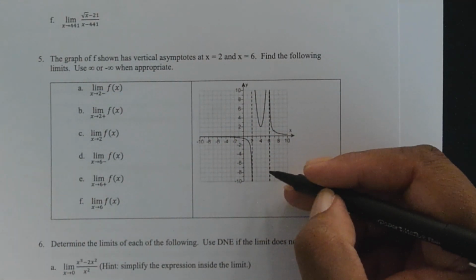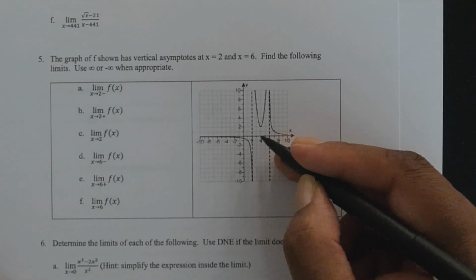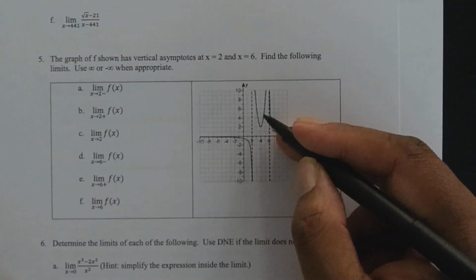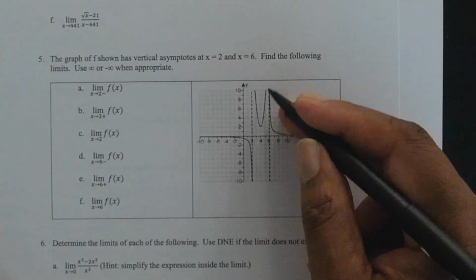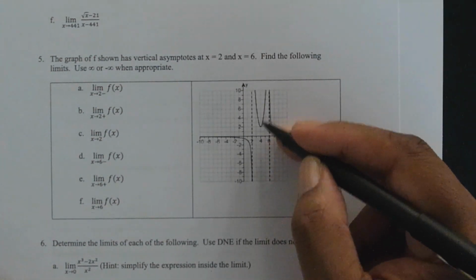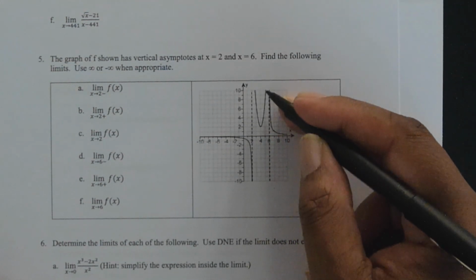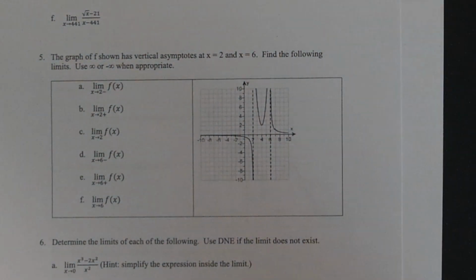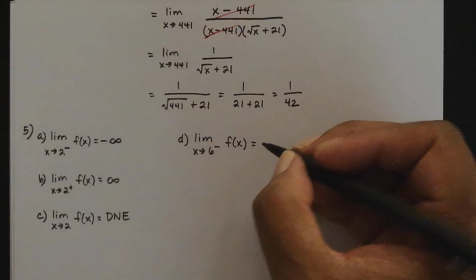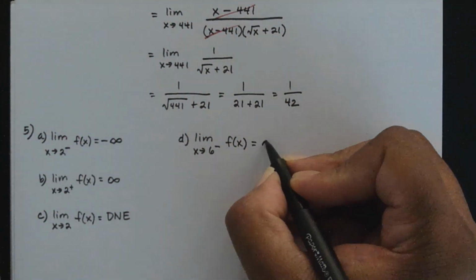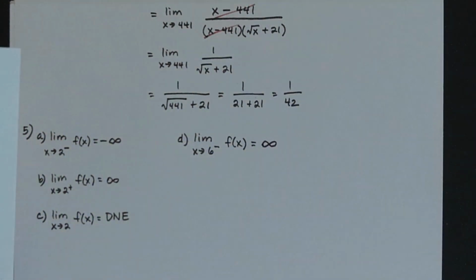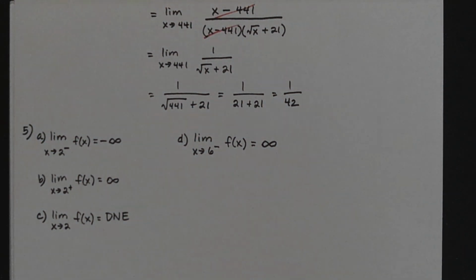Here's 6. So if we're coming in from the left of 6, the function values for f of x would be going where? Take a look carefully. Positive infinity, because it's going up, up, without end, or without bound. So it's going to be positive infinity.